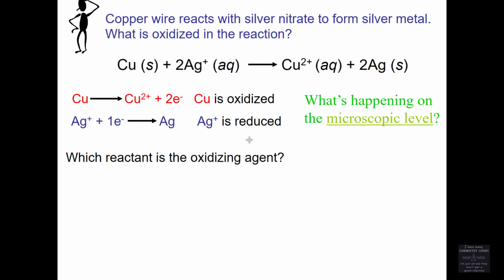All right, one more question about this reaction. Which one is the oxidizing agent? Silver plus, because that's the thing being reduced. This forward reaction is spontaneous.